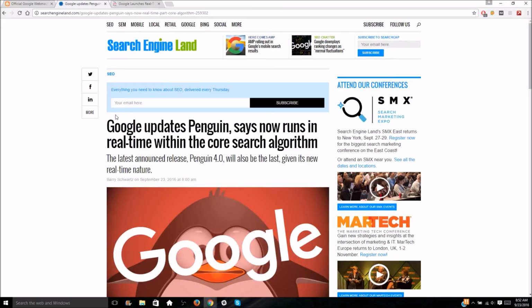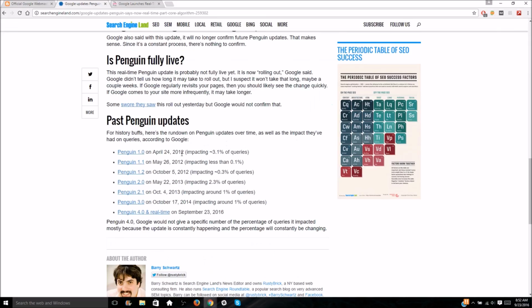So actually, one more thing here. It's kind of interesting to note the actual numbers of how many queries were impacted by Penguin in the past. Obviously the first Penguin update was the biggest, with approximately 3.1% being affected. And then from there, it was 0.1%, 0.3%, 2.3% in 2013, 1%, 1%, and we'll have to see about this one. But 1%, people would think, okay, it's only 1%, it's not many at all, but that's still a lot of queries. We're talking about Google here, it's a lot.